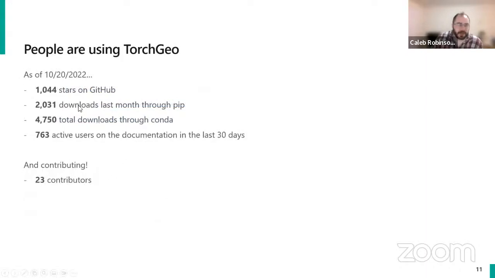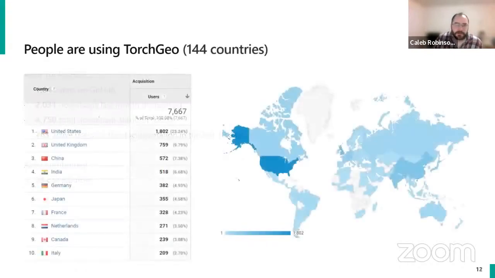As of earlier this month, actually, so this should be 10/02/2022, TorchGeo had just over 1,000 stars on GitHub, 2,000 downloads last month through pip, 4,700 total downloads through Conda, with around 750 active users on the documentation page. And we have actually quite a few contributors now. There are 23 unique contributors. And people have viewed the documentation page from all around the world. We're at 144 countries. And this chart just shows the breakdown of the distribution of the top 10 countries that users visit the documentation page from.